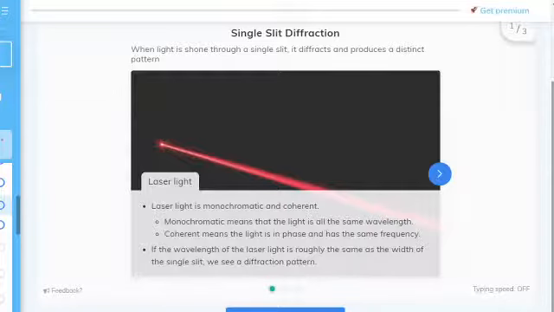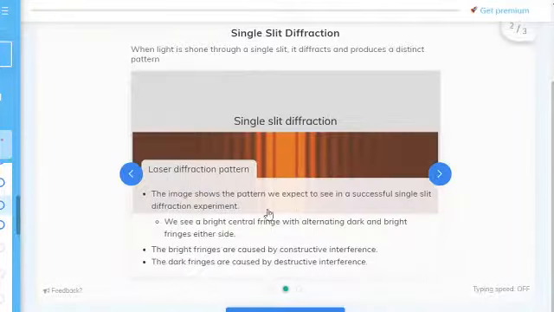If the wavelength of a laser light is roughly the same as the width of a single slit, we will see a diffraction pattern. So this is the diffraction pattern. The light would go through the slit and it would make this kind of pattern, which would be bright and would slightly dim with stripes.